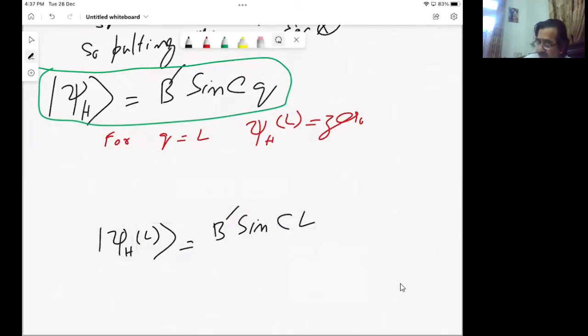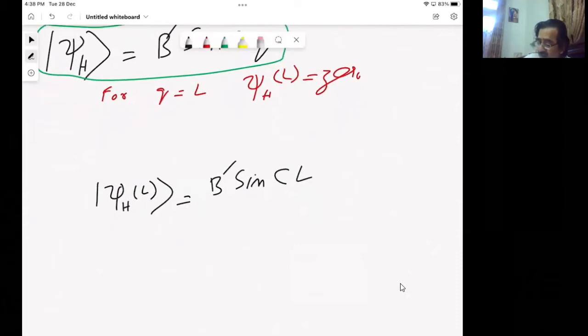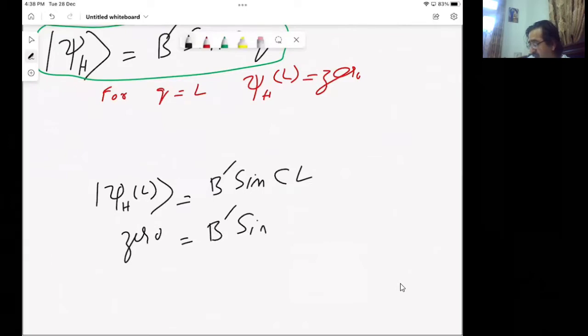Then this is 0, as we know that this is 0. If I put this as 0, then this is B prime sine CL. If this is equal to 0, there are two possibilities. This implies that B prime may be 0 or sine CL equal to 0.